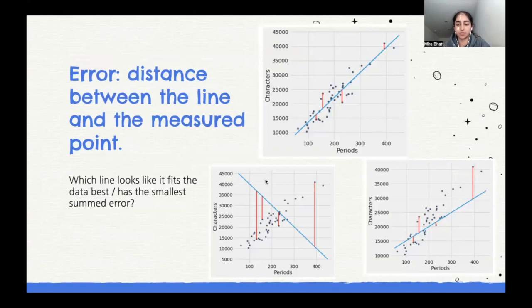So here we have 3 different lines. And so the fit line or the model equation is in light blue, and the data points are in this dark blue color. And the red bars going up and down are visual representations of the error.